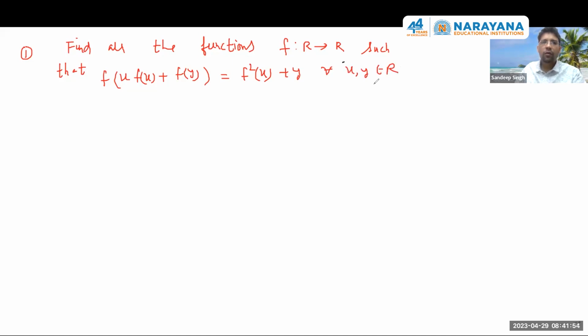You have to find all the functions f from R to R which satisfy this functional equation. Please try this and let us see what your approach is. By observation, we can find f of x equals x. What is your observation? Writing f square of x as f of x into f of x, we can compare both functions and get one of the functions, f of x equals x.